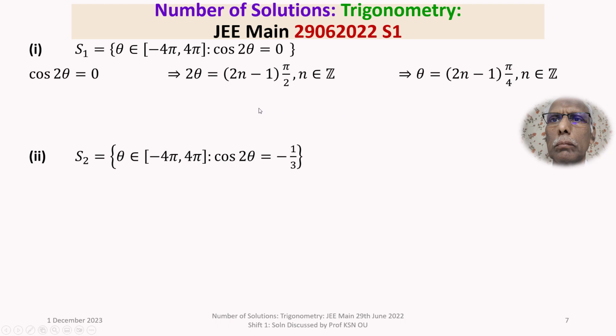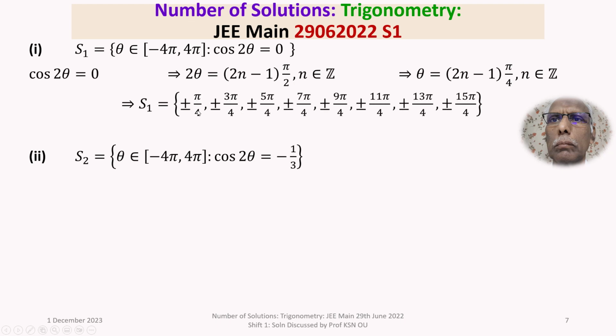Therefore, the 8 values we got earlier, if we take them with their minus sign also, they will also work. Therefore, S1 is the set of all those values: plus or minus pi by 4, plus or minus 3 pi by 4, plus or minus 5 pi by 4, etc., up to plus or minus 15 pi by 4. Very clearly, the plus signs are 8 and the minus signs are 8, and 8 plus 8 is 16 in number. So therefore, n of S1 is equal to 16.